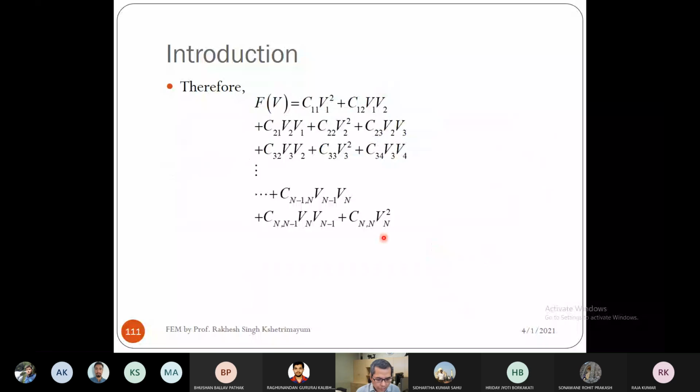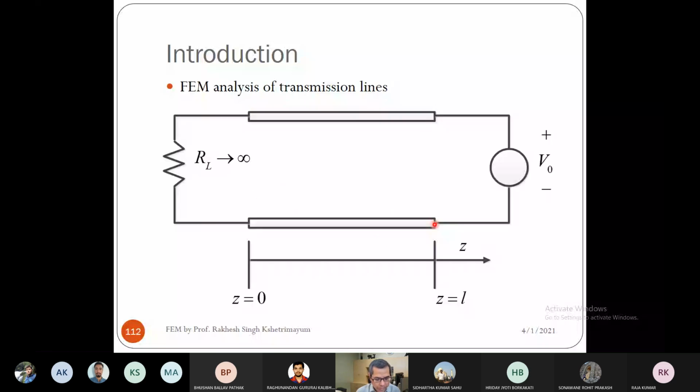So voltage for B capital N is prescribed. So that's what you need to understand. Bn is already known here because we know what is the voltage at z equal to N. This is equal to B naught.